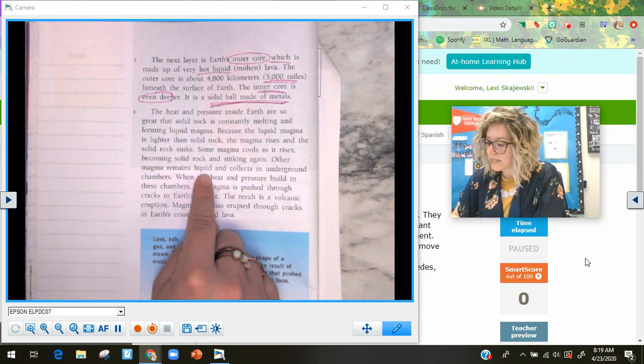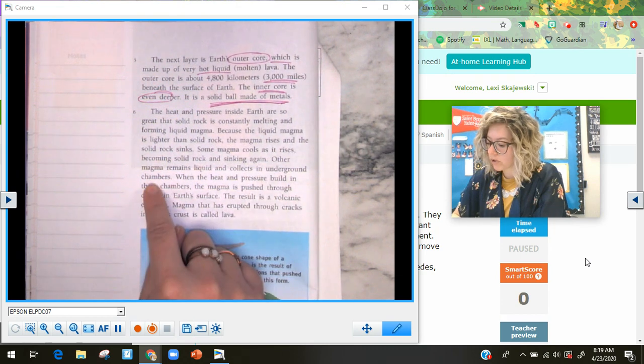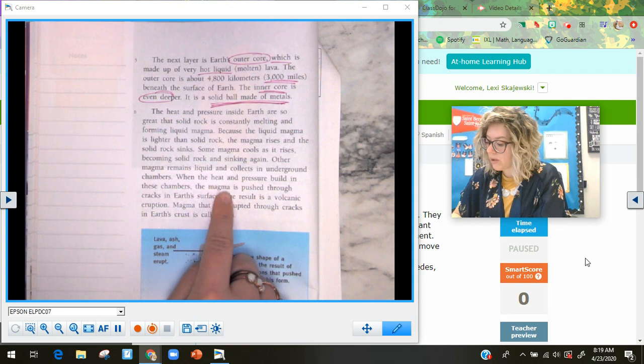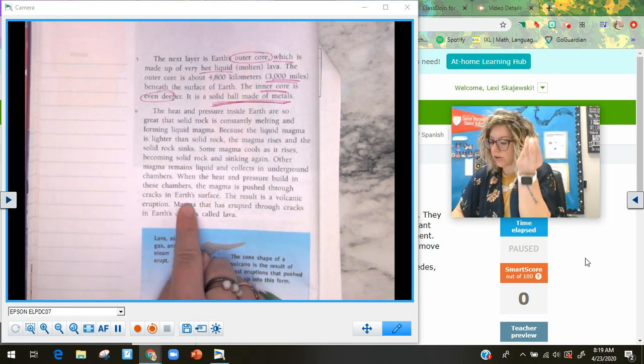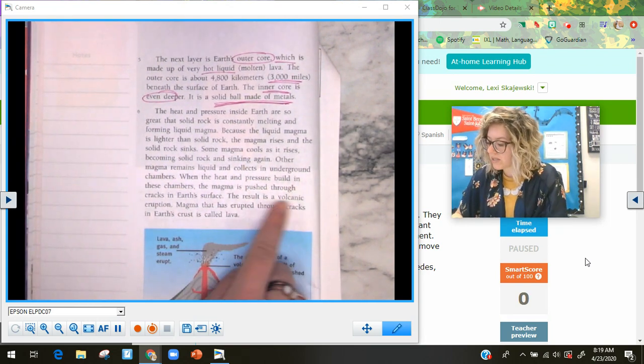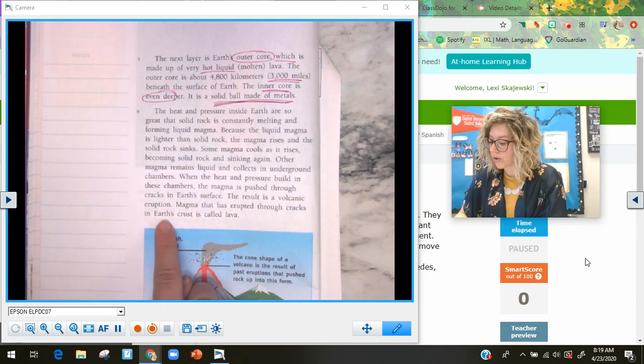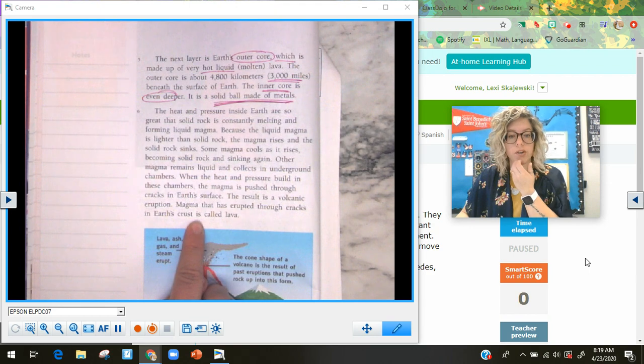Other magma remains liquid and collects in underground chambers. When the heat and pressure build in these chambers, the magma is pushed through the cracks in Earth's surface. The result is a volcanic eruption. Magma that has erupted through cracks in Earth's crust is called lava.